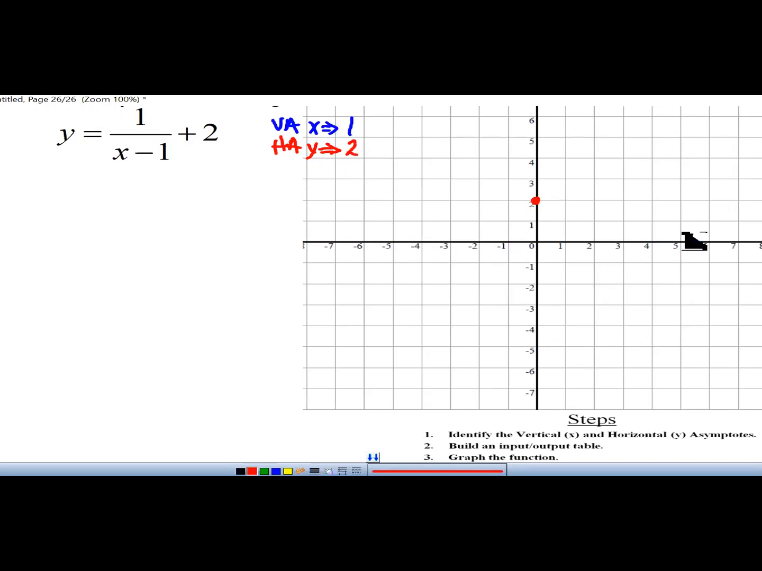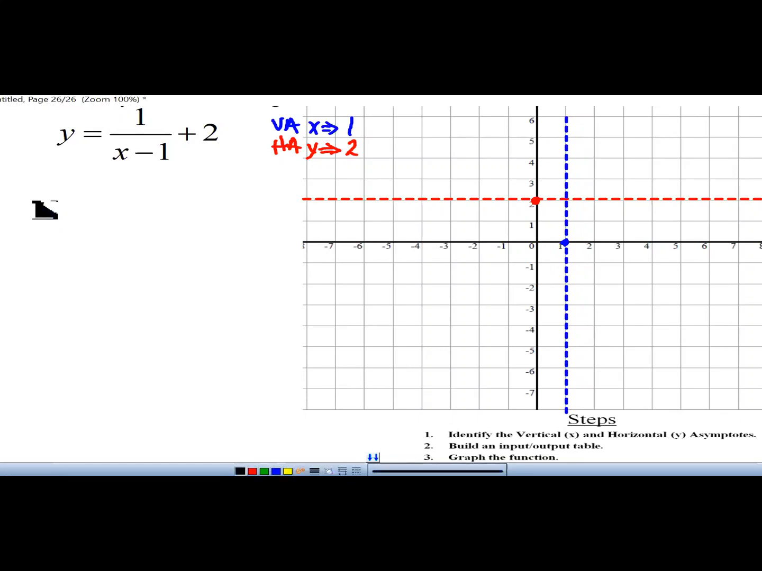Y equals 2 is right there in red. And x equals 1. X equals 1 is right there, and that's our vertical asymptote. There it is. Okay. So we're done with that.